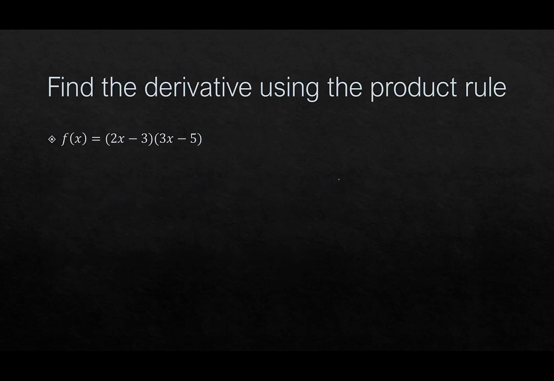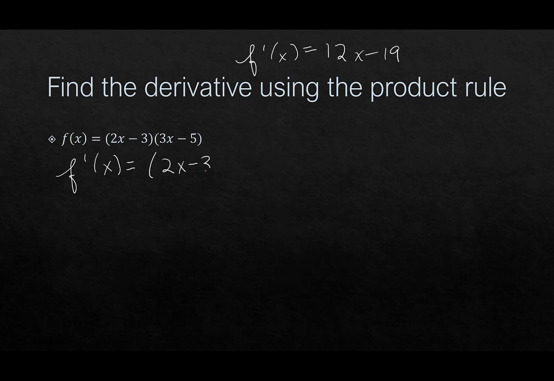So let's try that. Let's go back to our first example, which we know the derivative is going to be 12x minus 19, and let's see how we could do that using the product rule. I'm going to write it a really long way to start. I'm going to make a plan. So my plan is 2x minus 3, I'm going to take the derivative, but I'm going to keep 3x minus 5. Then I'm going to go back to 2x minus 3, and then take the derivative of 3x minus 5. So I'll do one derivative in each one.